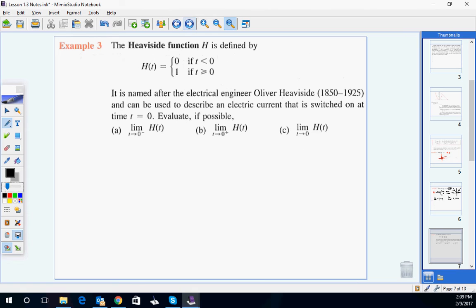Okay, the Heaviside function. For electrical engineering, it's named after electrical engineer Oliver Heaviside, and can be used to describe the electric current that is switched on at time t equals 0. So essentially, if there's no time, there's no current. You don't have any current if you don't have the switch turned on. Makes sense, right? And then 1 if it's on. Now you might think that's kind of tedious, but as currents get higher, we'll build upon this. The idea is this graph is simply going to look like this. It's going to be here, and then it's going to be here.